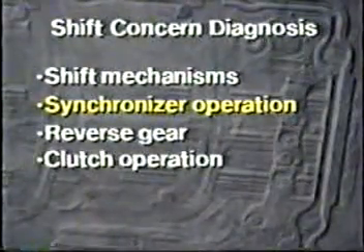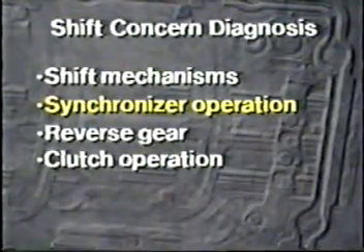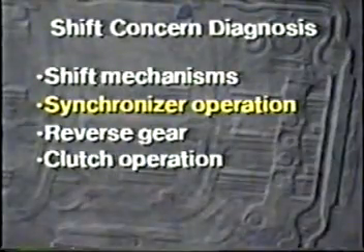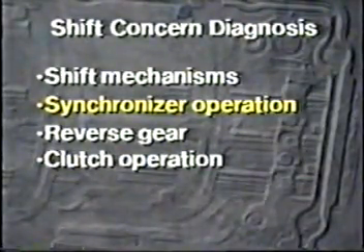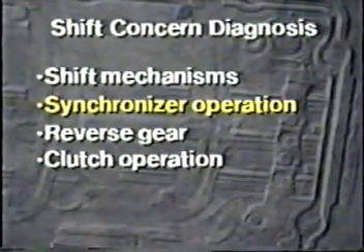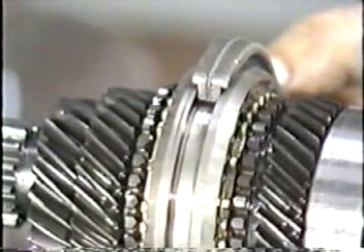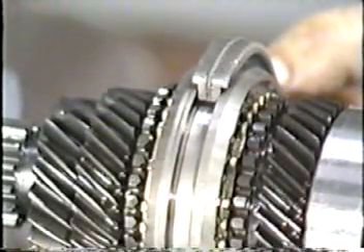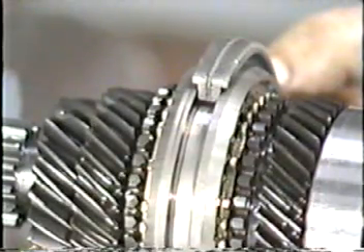But if the problem is not in the shift components, the next place you might look is the synchronizer assemblies. Let's look at how the synchronizer is supposed to work, then look at the symptoms related to synchronizer problems. This is a synchronizer assembly that's typical of what you'll find in most transmissions and transaxles.